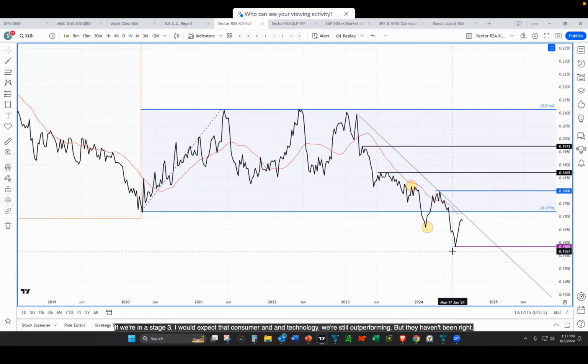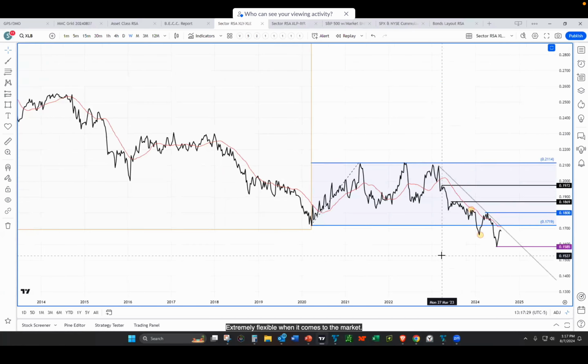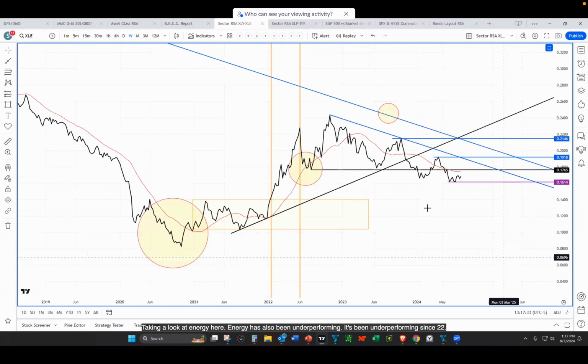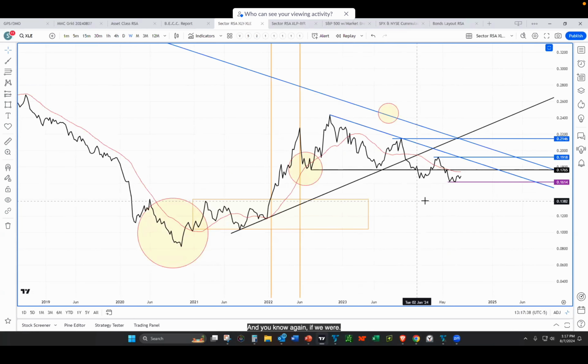But if we're in a stage 3, I would expect that consumer discretionary and technology were still outperforming, but they haven't been, right? So this is just one of these things where you have to be extremely flexible when it comes to the market. Taking a look at energy here. Energy has also been underperforming. It's been underperforming since 2022.